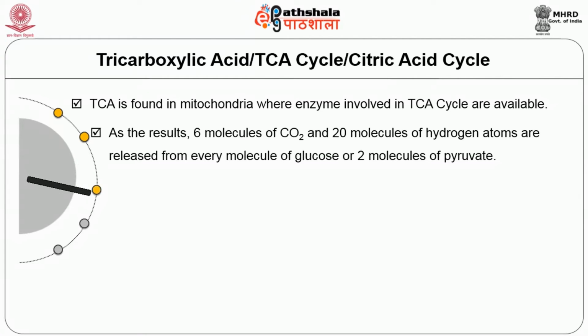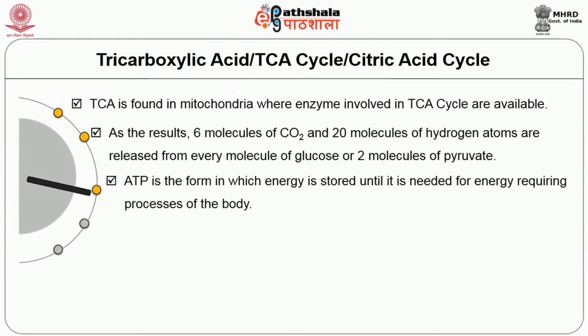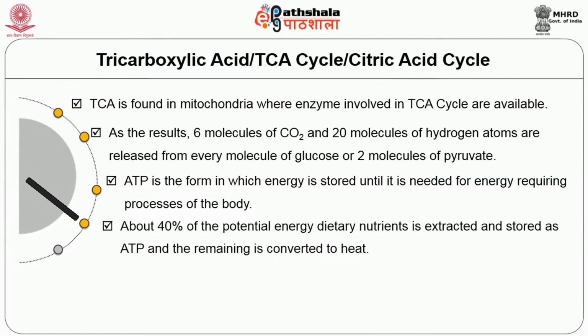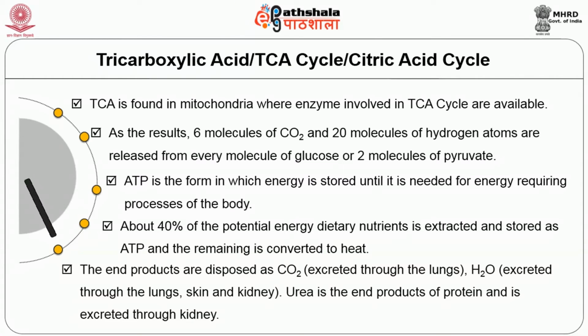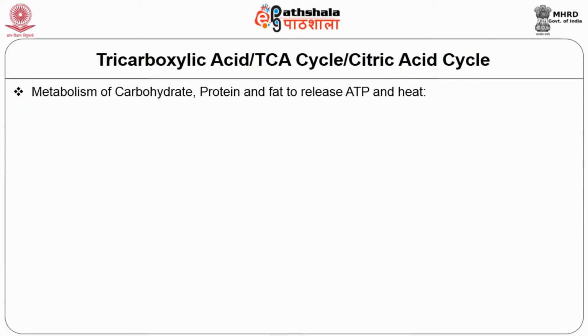ATP is the form in which energy is stored until it is needed for energy requiring processes of the body. About 40% of the potential energy of dietary nutrients is extracted and stored as ATP, and the remainder is converted to heat. The end products are dispersed as carbon dioxide, which is excreted through the lungs, and water, excreted through lungs, skin and kidney. Urea is the end product of protein and is excreted through the kidney. The metabolism of carbohydrate, protein and fat to release ATP and heat is now discussed.